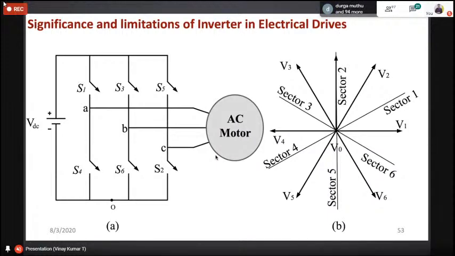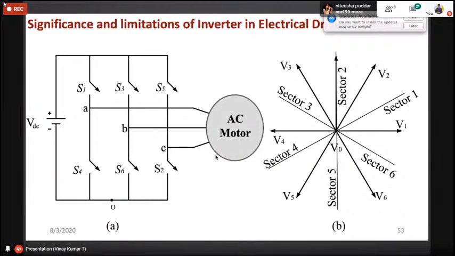By taking an inverter, you will get variable voltage and variable frequency components. By changing the voltage amplitude and frequency, we can change the speed also. We can change the speed of the drive based on the requirement, right? But what is the drawback or limitation of inverter?